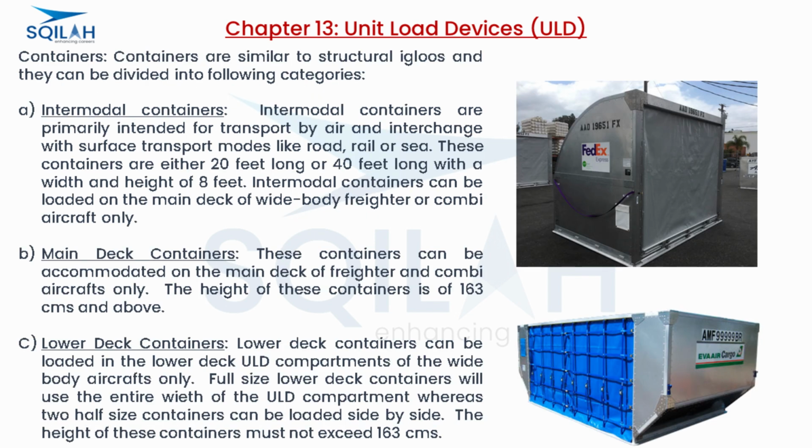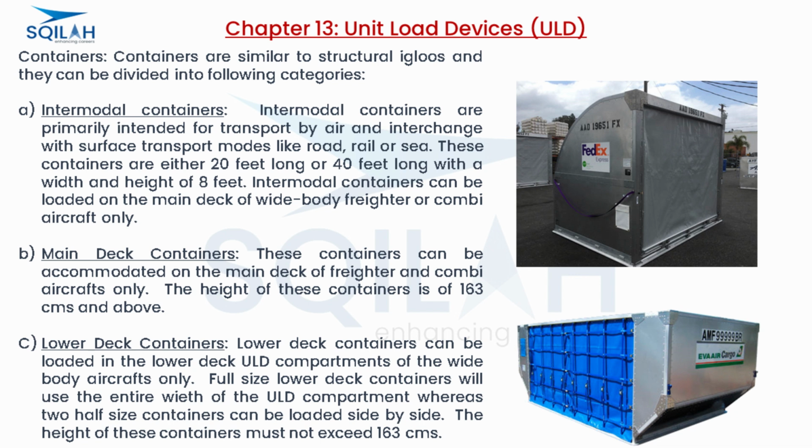Containers. Containers are similar to structural igloos, and they can be divided into the following categories. A. Intermodal containers. Intermodal containers are primarily intended for transport by air and interchange with surface transport modes like road, rail, or sea. These containers are either 20 feet long or 40 feet long with a width and height of 8 feet. Intermodal containers can be loaded on the main deck of wide-body freighter or combi aircraft only.